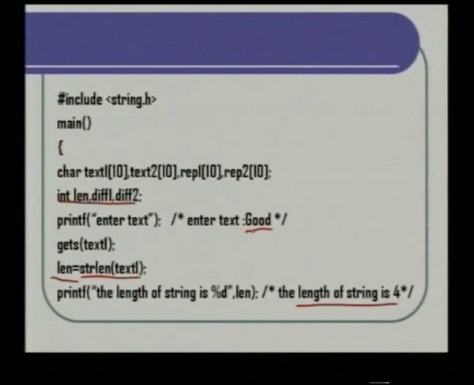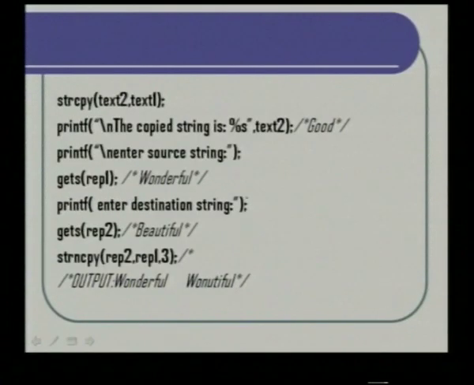Now text 1 is containing this value good. Now what I am doing, I am next using the string copy function. Now text 1 is containing good, I want to copy it to text 2. So text 1 is the source and text 2 is the destination. So I am copying that string text 1 to text 2. Now I want to see whether the string is copied.